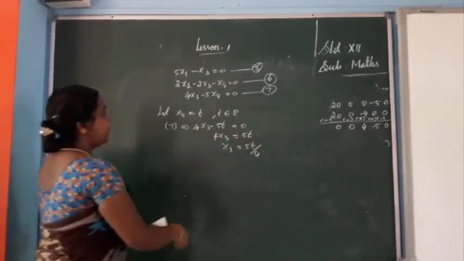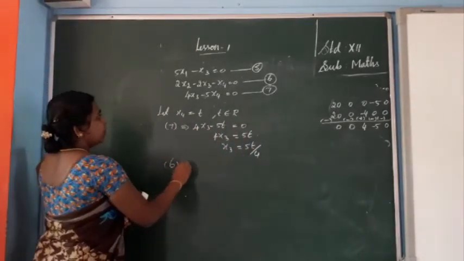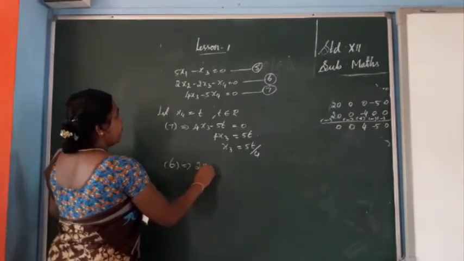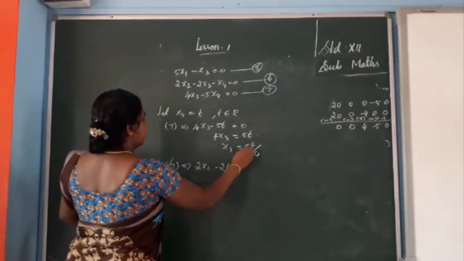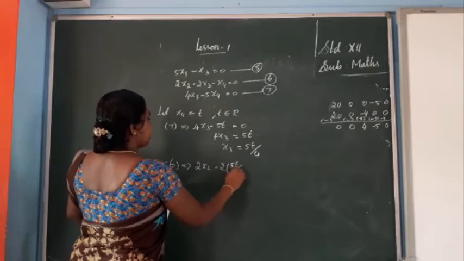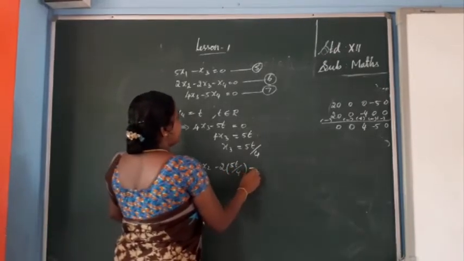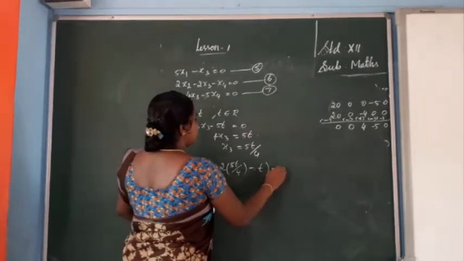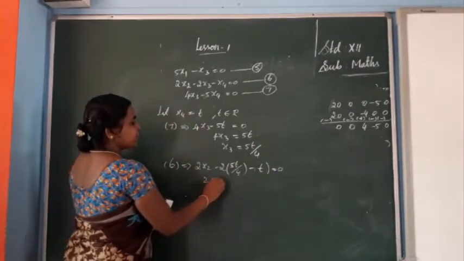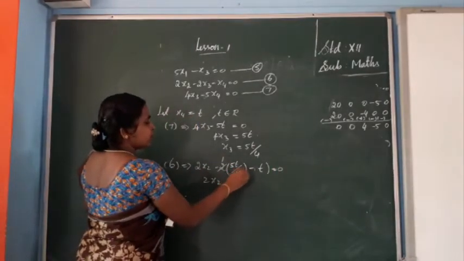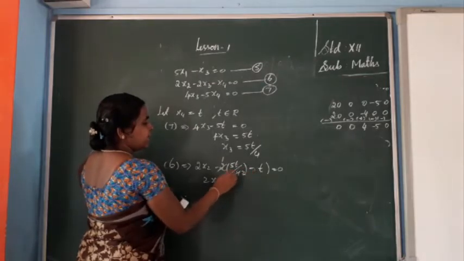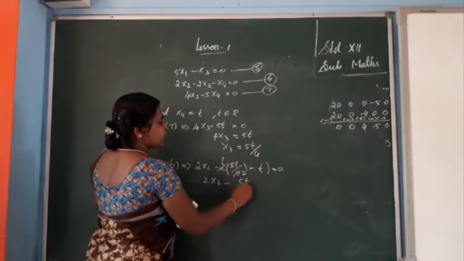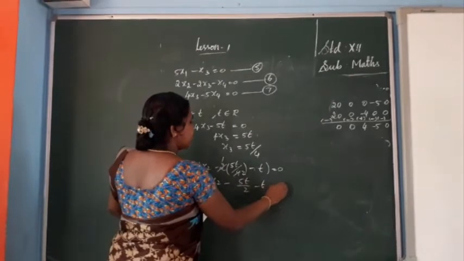Okay, 6 implies 2x2 minus 2x3. x3 value is 5t by 4 minus x4 value is t. We have taken t equal to 0. Okay, next step. 2x2, here 1, 2 is 2, 2 2s are 4. Okay, so minus 5t by 2 minus t equal to 0.